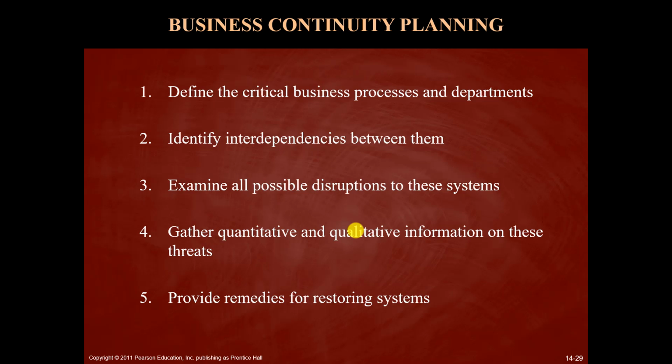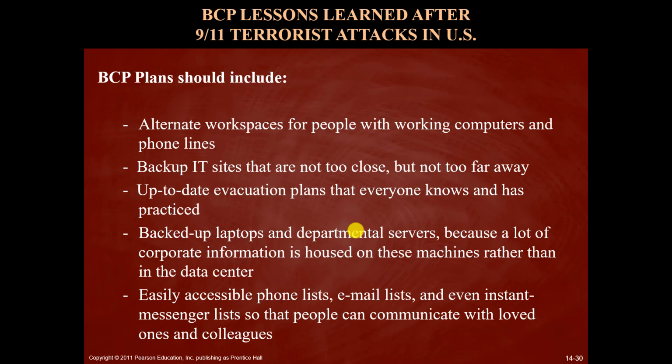quantitative analysis. And then, given the risks that you have identified, you need to provide remedies for restoring systems, both technical and procedural. You need to have some technical solutions in place for restoring your information systems assets from backups, and you also need to have rules and policies for employees when it comes to resuming their operations. Some additional suggestions for business continuity plans.